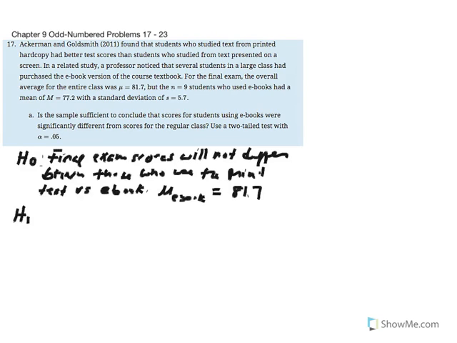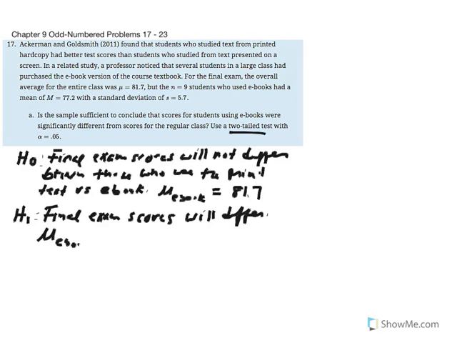The research hypothesis, given the fact that we're conducting a two-tailed test, would be that the final exam scores will differ. Now, we could obviously be a little more extensive in our wording, but I'm just going to keep it short here. Final exam scores will differ, and our exam score average for those using the ebook will not equal 81.7. And again, we're going to conduct a t-test for significance.